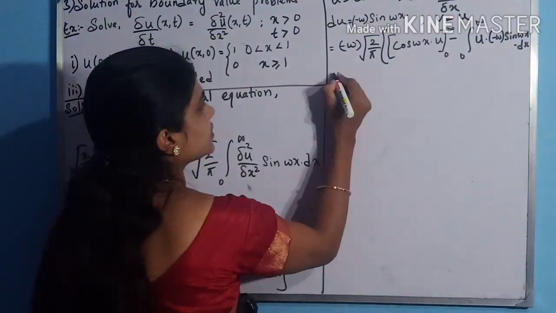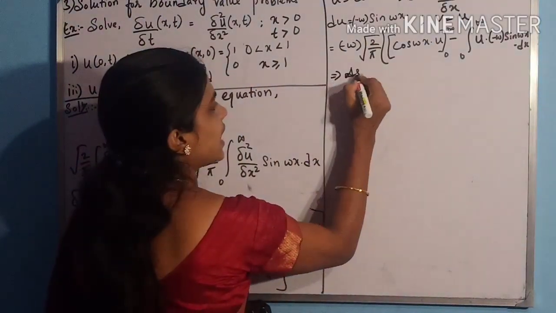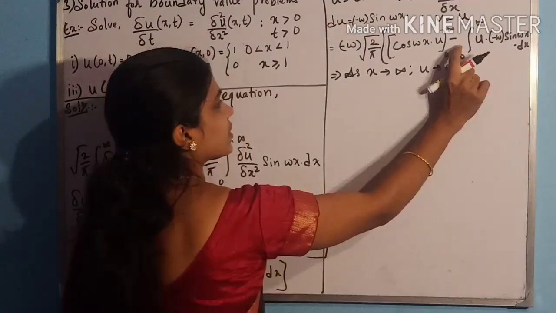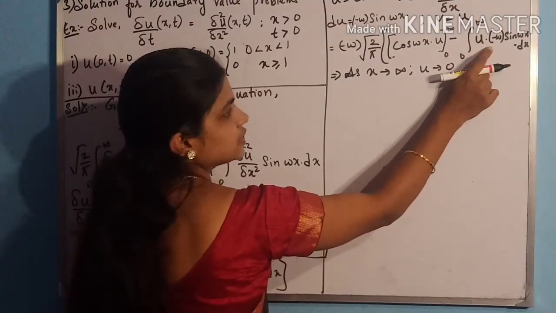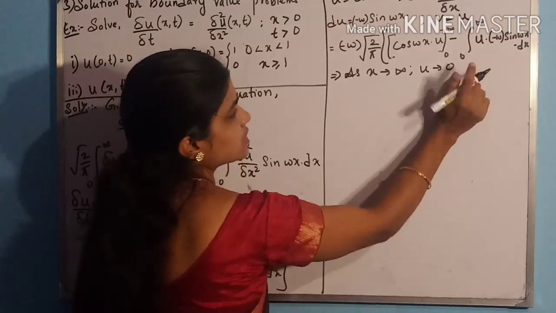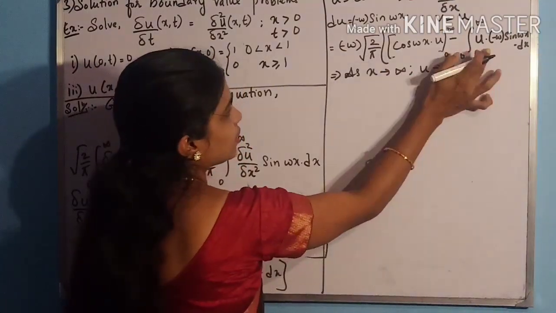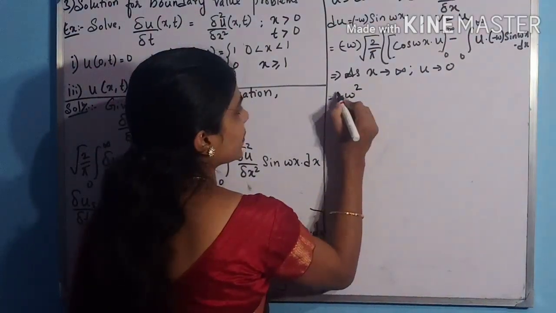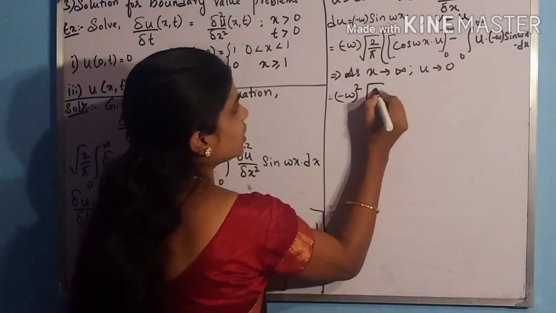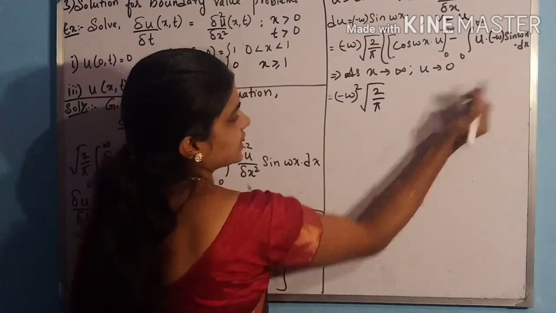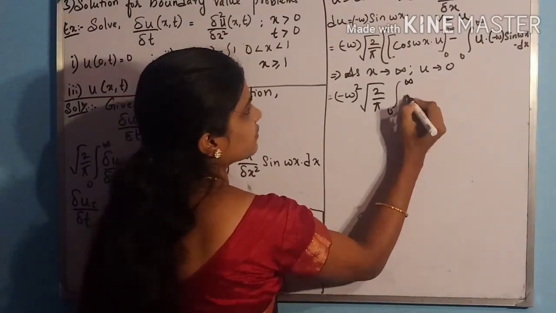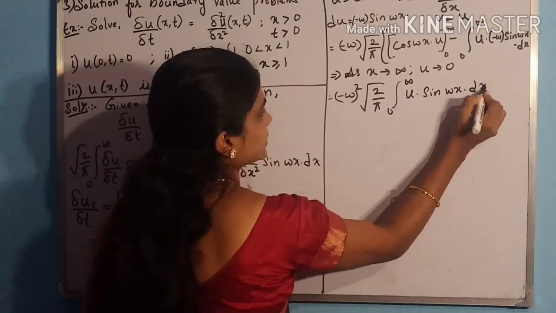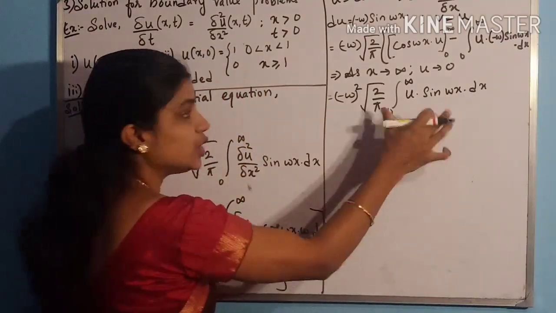Now again we have some conditions here, that is as x tends to infinity, u tends to 0. And here what we have, minus of minus is plus, plus omega. And that omega if I bring it outside, again I have this as minus omega square root 2 by pi, and what is left inside is 0 to infinity u into sin omega x dx.